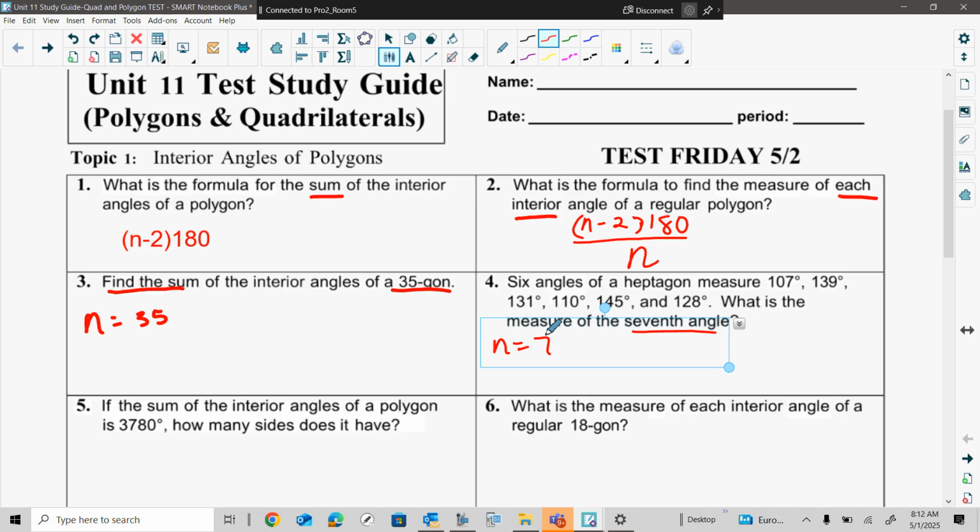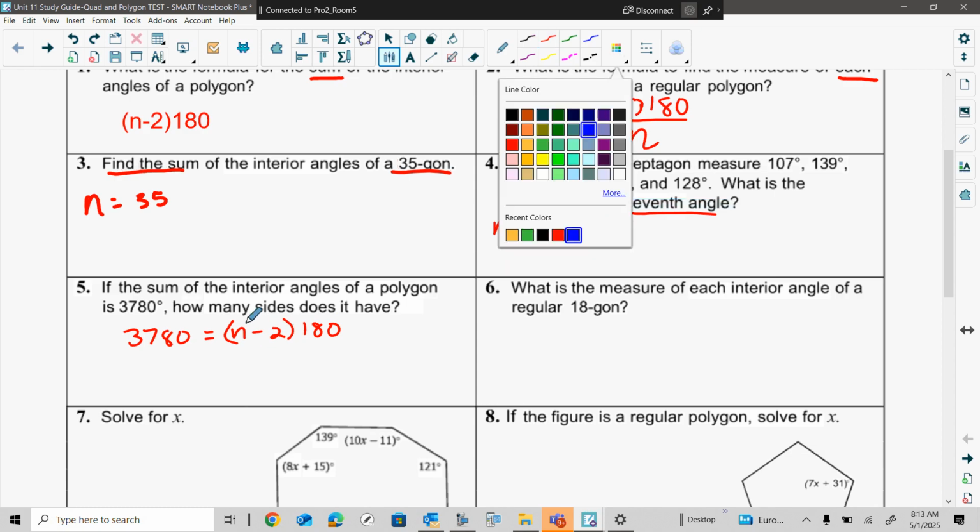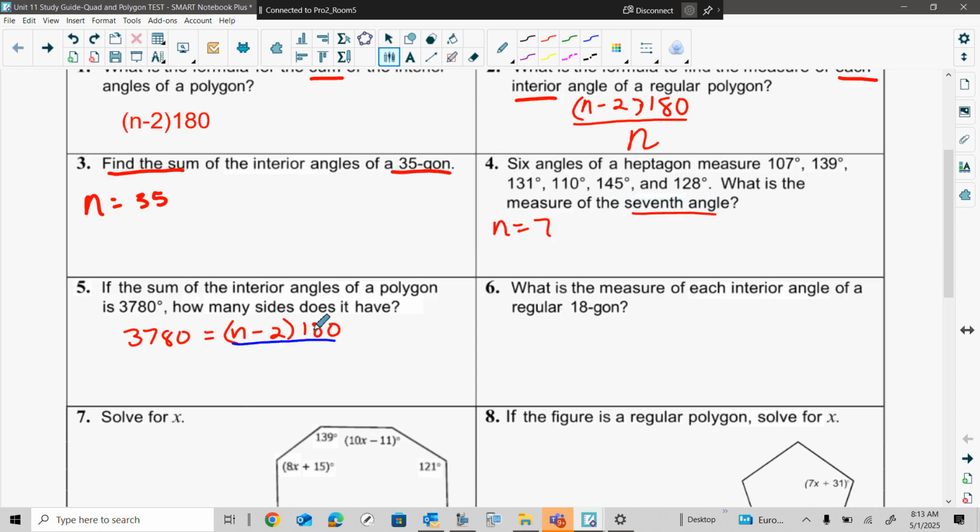Now, on here, they've given you the sum. If the sum is 3780, find how many sides. So we're using this sum with the formula, and we're solving for n. You have to work backwards. And then you're solving for n, so to me, the fastest way to get n, the variable, by itself is get rid of this times 180 by dividing 180 on both sides. This will give you 21 equals n minus 2. So now you're just solving for n. You add 2 to both sides.